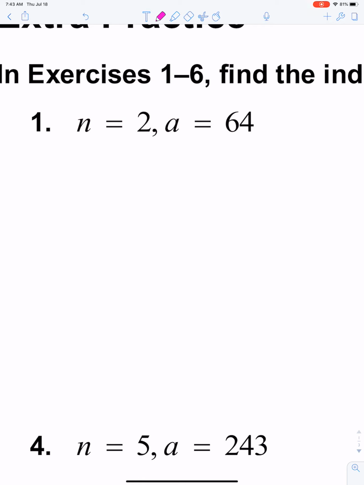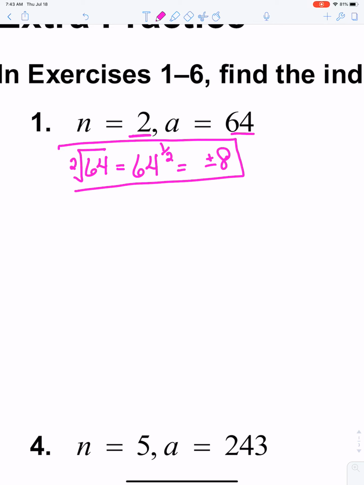Pink. All right. So we're taking the nth root of a. That means the second root of 64. The other way we could write this is 64 to the 1/2 power. Either way, I know that the square root of 64 is plus or minus 8. When you're doing something like this on a test, I would be looking for all 3 steps. So this whole thing would be your answer, because I want to know you know how to represent it in these 2 different ways and that you know how to evaluate it.